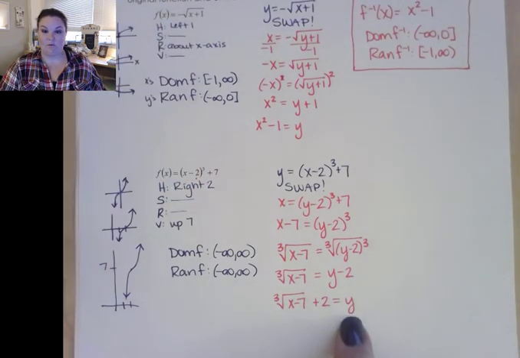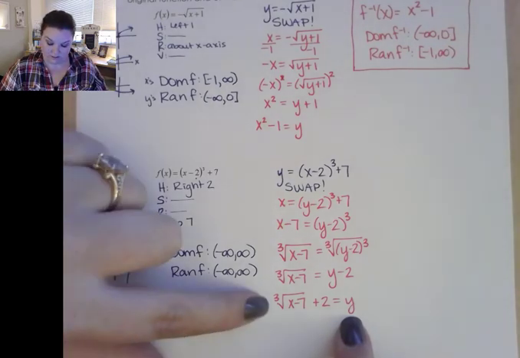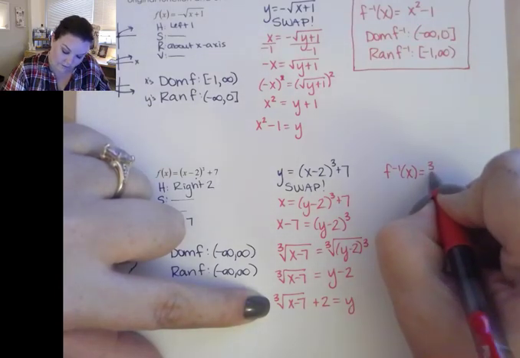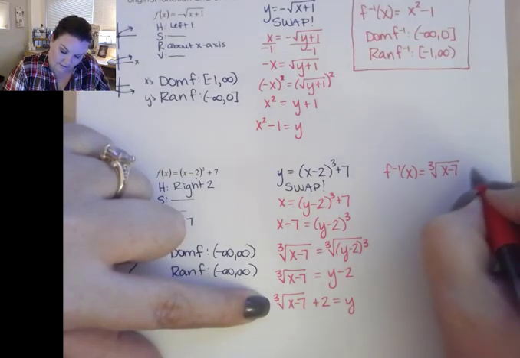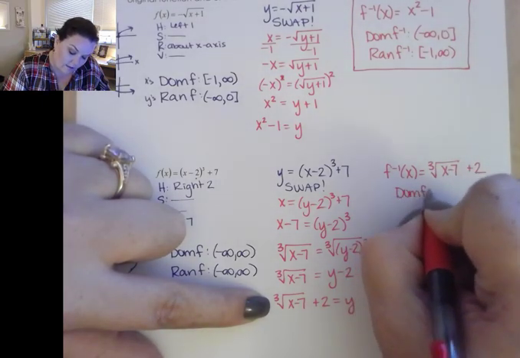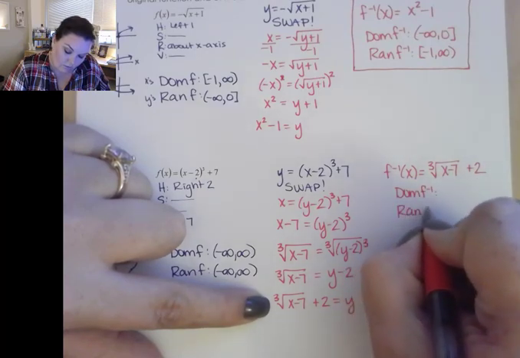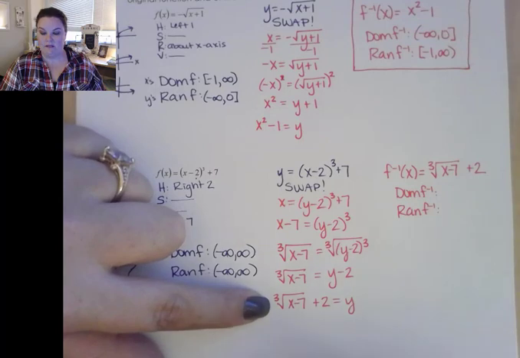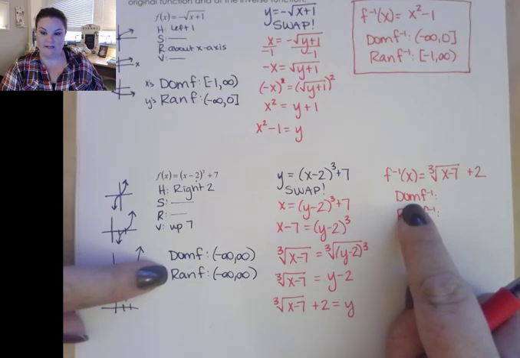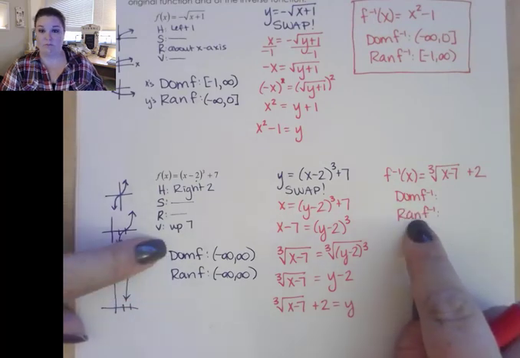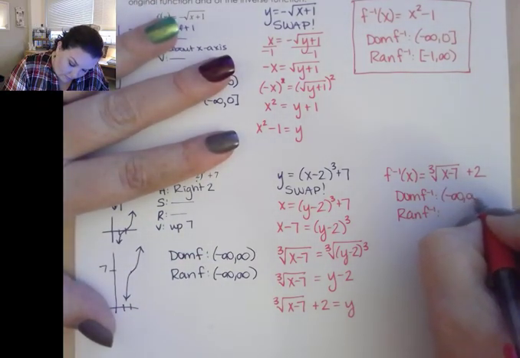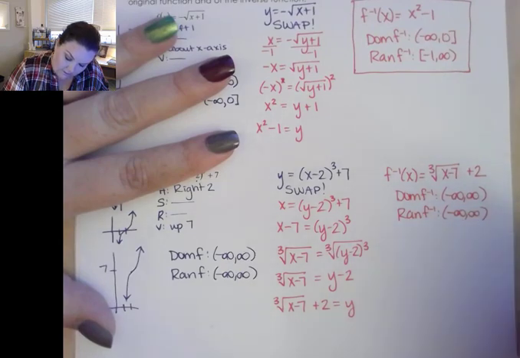And now that it's resolved for y, this is my inverse function. So I'm going to go ahead and write this as f inverse of x is equal to the cube root of x minus 7 plus 2. And then we're going to go ahead and list our domain of our inverse function and our range of our inverse function. So just like we did on the first one, right, our domain comes from our original range, and our range comes from our original domain, so we swap them. In this case, they're both the same, so we can't really tell if we swapped them or not, but it's good to mention.